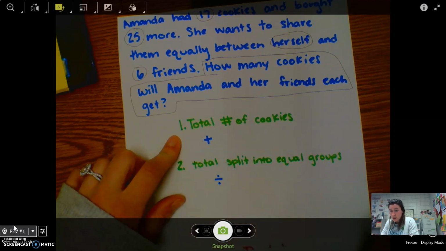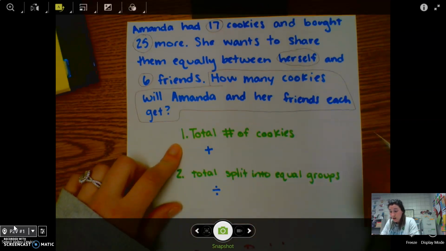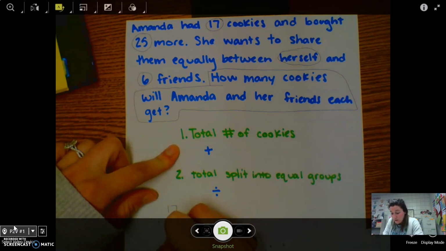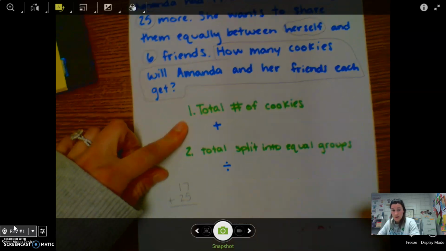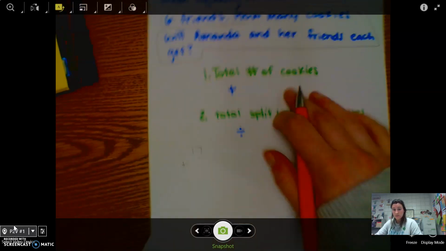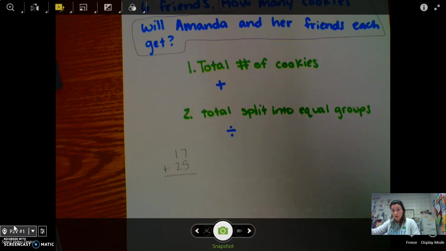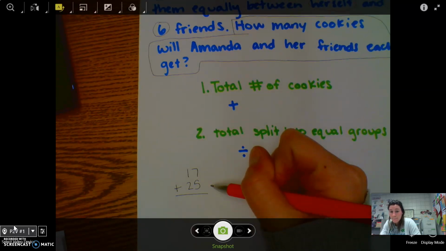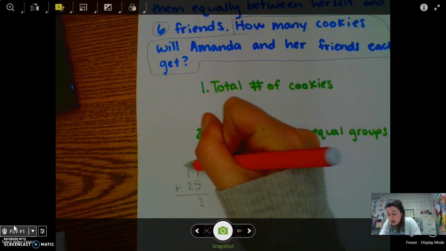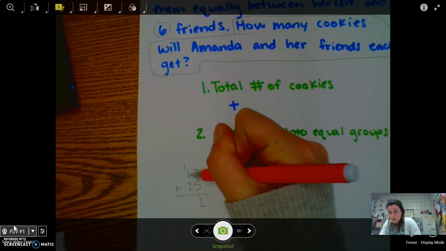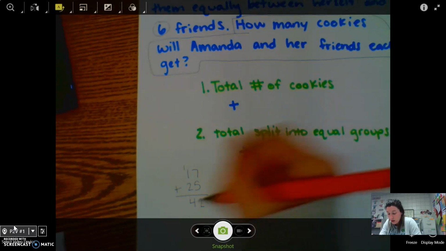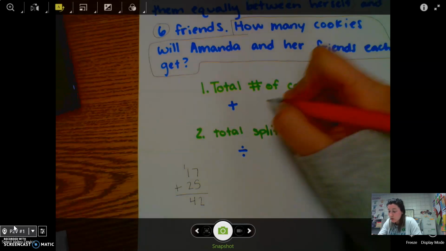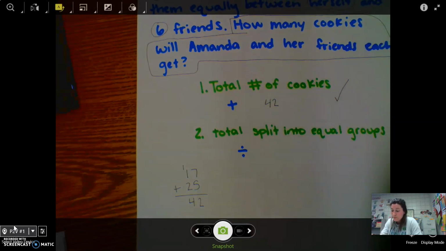So I'm just going to do basic addition. I start with 17 and I need to add 25 cookies. I know 7 plus 5 is 12. Carry the 1. 2 plus 1 is 3, plus 1 is 4. So I know that she has 42 total cookies. Okay.